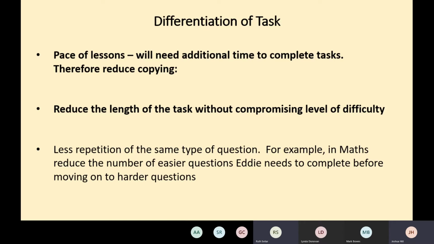It's also helpful to reduce the length of the task without compromising the level of difficulty. For example, this can be done by having less repetition of the same type of question, by reducing the number of easier questions to allow him time to move on to the harder ones. And I know in a lot of primary schools, especially in maths, they have 3 levels of questions like bronze, silver and gold. So it's like doing fewer of the bronze questions, so Eddie has time to go on to the silver and the gold ones.